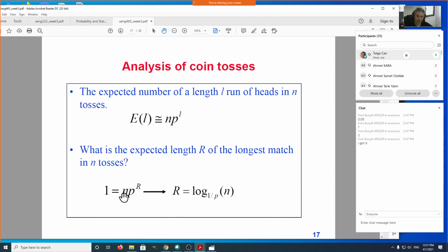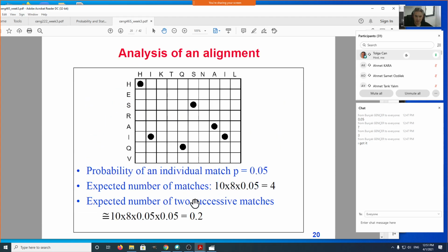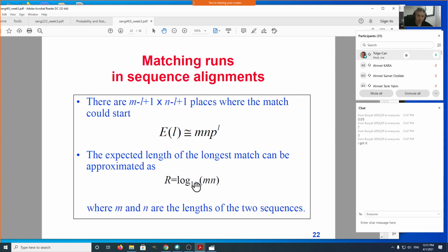So the expected number is going to be the logarithm base 1 over P of m times n. This is exactly the same thing. So I set this one to 1. This is the expected number. This is the number of times we can try this. This is our probability of matching run of length L, where P is the matching probability of one column. In DNA sequences, this is 1 over 4. In protein sequences, this is going to be 1 over 20.